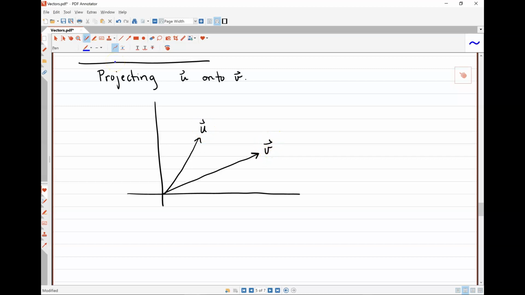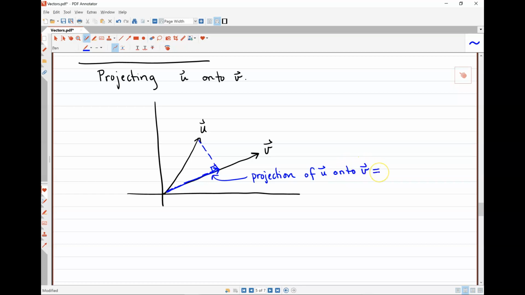Finding the projection of u onto v is basically doing this. You want to figure out how far you need to go along v so that if you make a sharp left turn, you'll get to u, right? So this becomes a right triangle, and then we have this vector. This is the one we're after. This is the projection of u onto v.